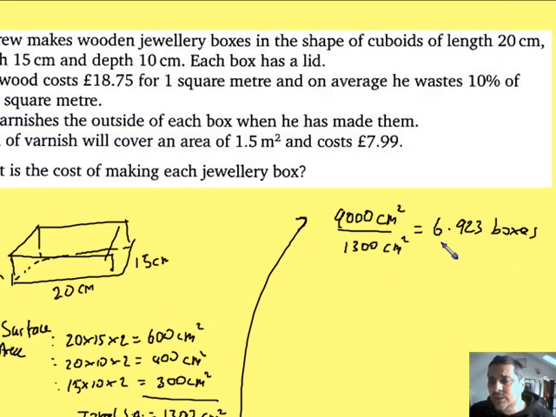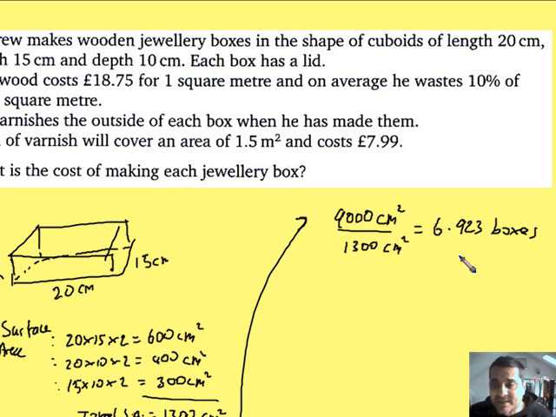Now here's the trouble. If we stick to 6 boxes, the amount of leftover wood will mean that he's not actually wasting 10%, he's wasting a lot more than that. If I bump it up to 7 boxes, then that will be over the top. He would have wasted less than 10%. But apparently from this calculation I can't quite get 7 boxes from 1 square metre.